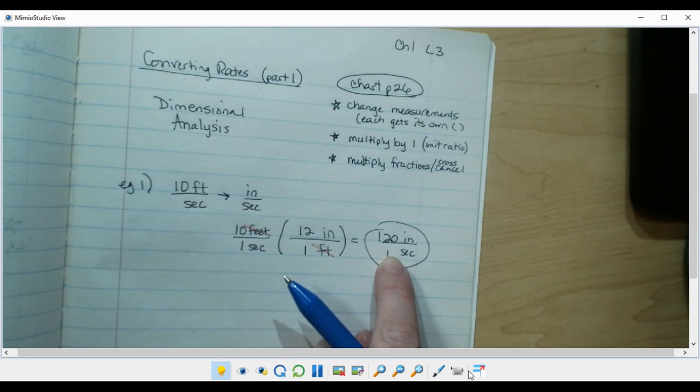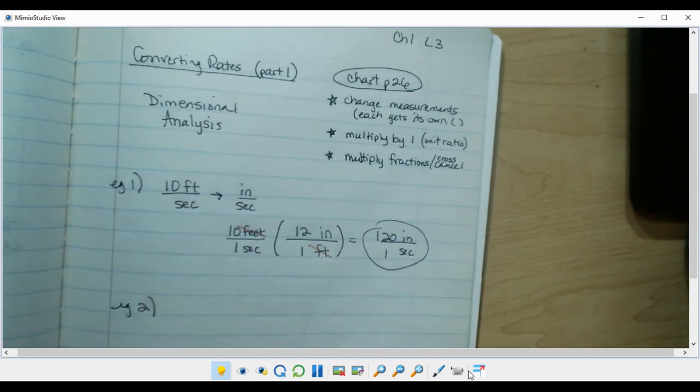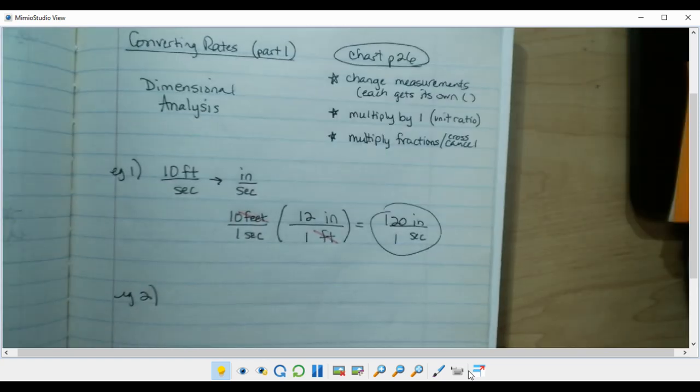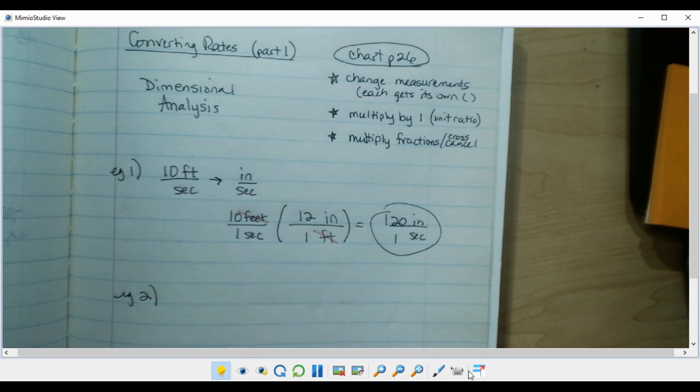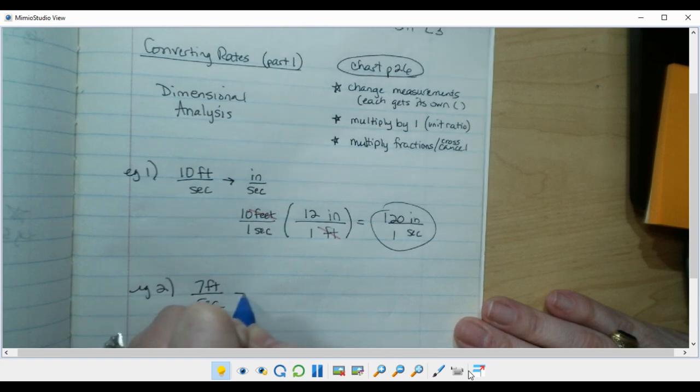Okay, let's go to example 2. And somehow I've managed to lose my numbers. There they go. I have my examples all written out, and I lost my sticky note. Found it. We're good. 7 feet per second. And we want to switch that to feet per minute.